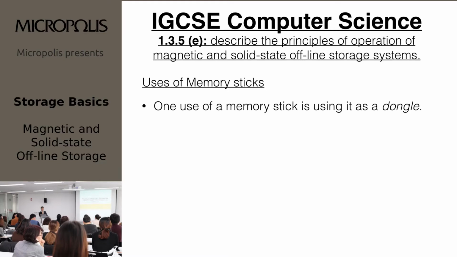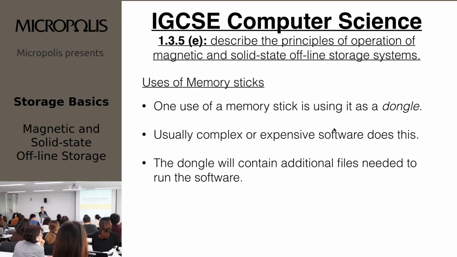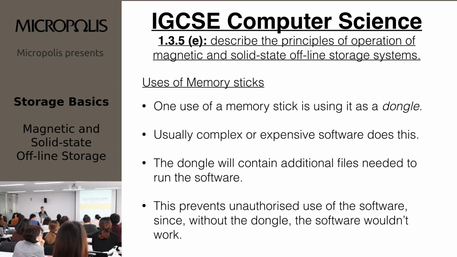Uses of memory sticks. One use of a memory stick is using it as a dongle. Actually, we're only looking at one important use that we need to look at. Usually complex or expensive software does this, and a dongle will contain additional files needed to run the software. And this prevents unauthorized use of the software, since without the dongle, the software wouldn't work. So if someone steals software, they don't have the dongle, so how are they meant to use that software? That's quite a smart thing to do.